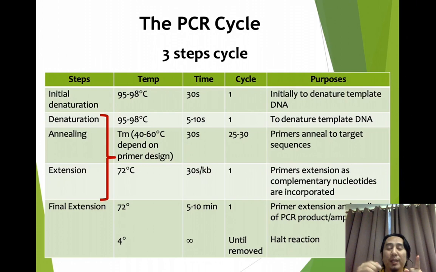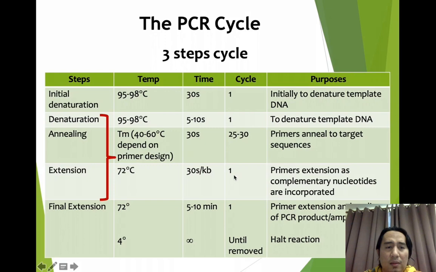If 30 seconds is needed to amplify 1 kb, and you have a 3 kb gene of interest, you just times it by 3. So basically you need 90 seconds per 3 kb, and the primers are extended as complementary nucleotides are incorporated.